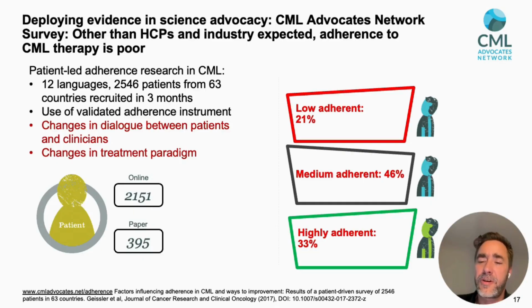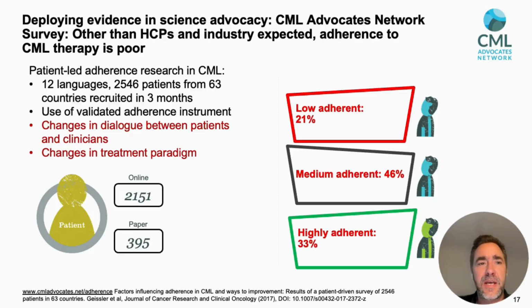Then another example was adherence, patients not taking their medicines. For example, in chronic myeloid leukemia, the connection between taking the therapy as prescribed and getting into remission and staying there is very obvious. However, the clinicians always said, yes, of course, this is cancer. My patients are taking their medicines. But we in the patient community actually knew that this was not the case.